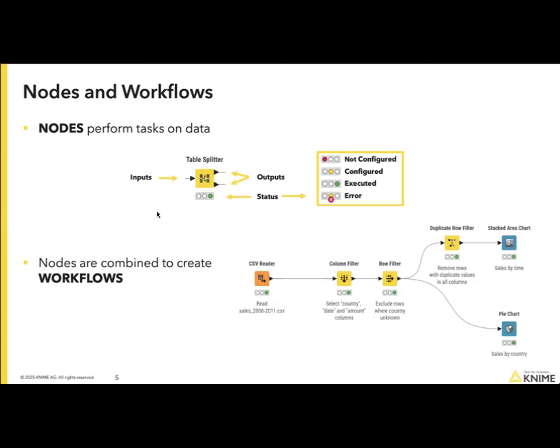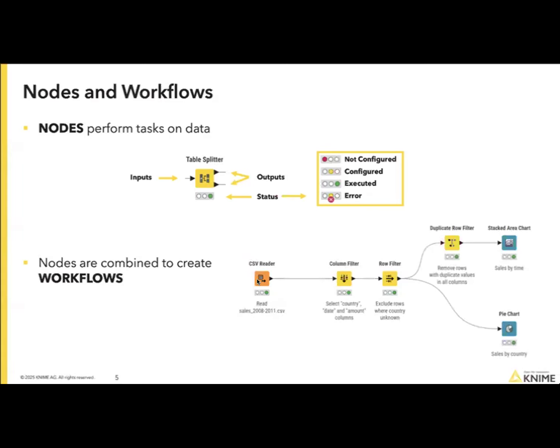And the other main concept is the workflow. This is what you really create with KNIME. And you do that by combining these different nodes. So in this tiny example here, we start with a node that reads a CSV file. So that's the name of the node, CSV reader. And you can add an annotation at the bottom to make it even more legible.